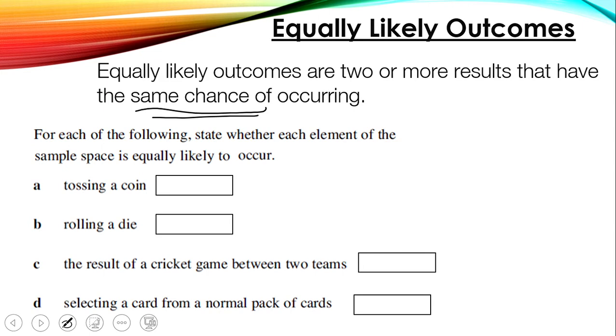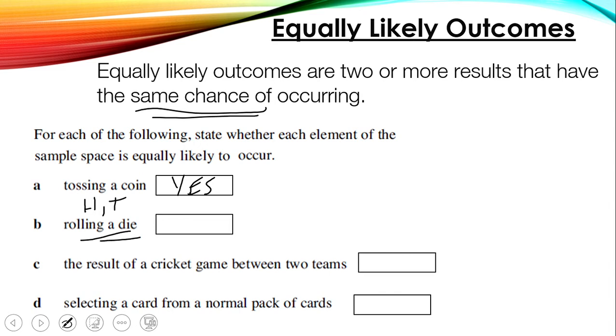Exact same chance based on probability. So for each of the following, state whether each of the sample space is equally likely to occur. So tossing a coin, our options would be heads and tails. And in that case, would each of our possibilities or options have an equal chance to likely occur? Yes, it would, if it's a completely true and fair coin.